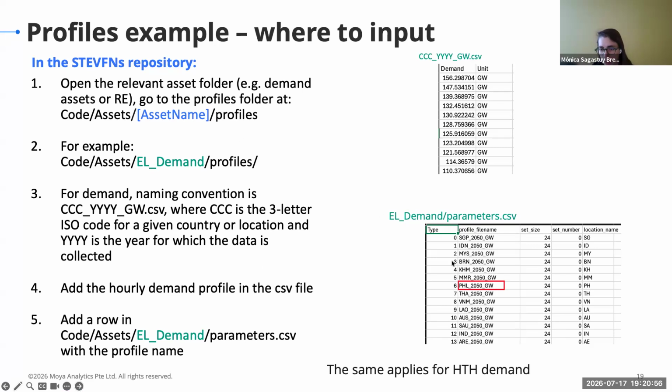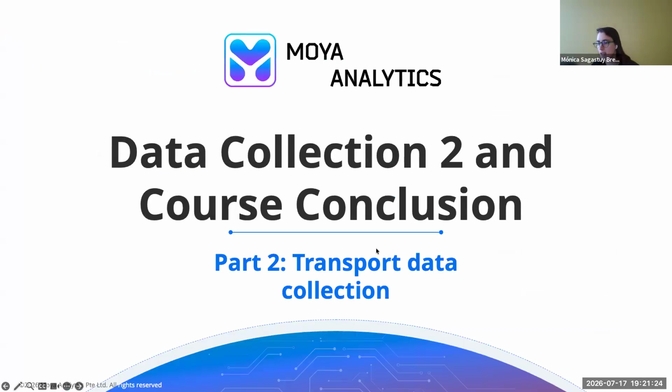And the type will be the same as we had for the techno-economic values. For the Philippines, the asset type in your network structure and asset parameter definition from the case studies will be that number. The same will apply for high temperature heating demand. It's exactly the same profile and exactly the same convention, but it will be under the HTH demand asset. Okay, so that's inputting certain profiles.